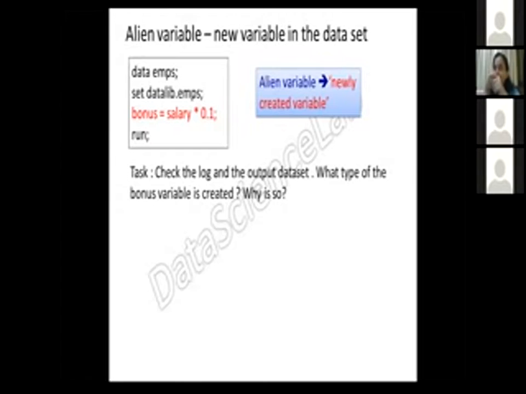Well, in SAS, there are only two types of data. We have character data and numeric data. Date is also numeric.